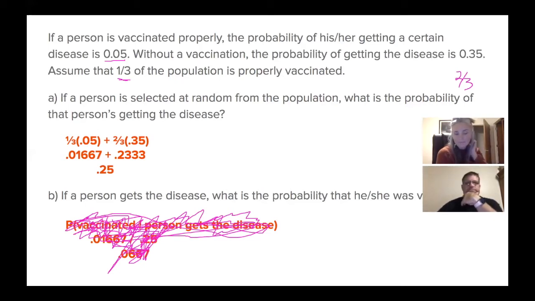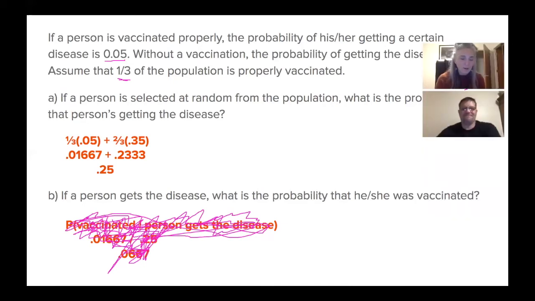Okay. All right. Next question says, if a person gets the disease, it's not funny that they get the disease. I'm laughing at the scribbles that Mr. Bobby made, by the way. If a person, tried to hide that so they could.